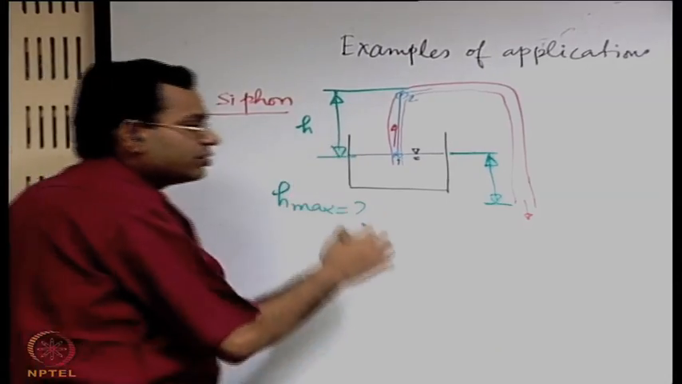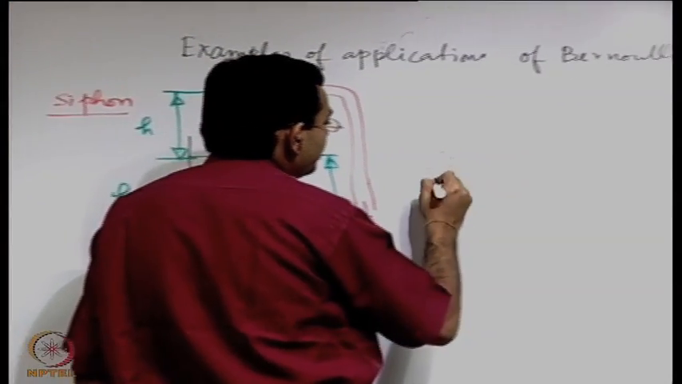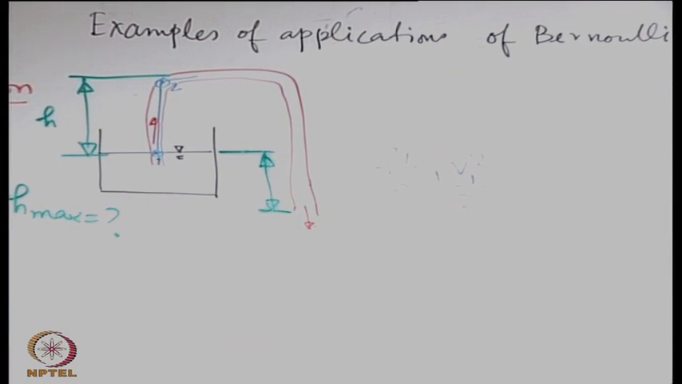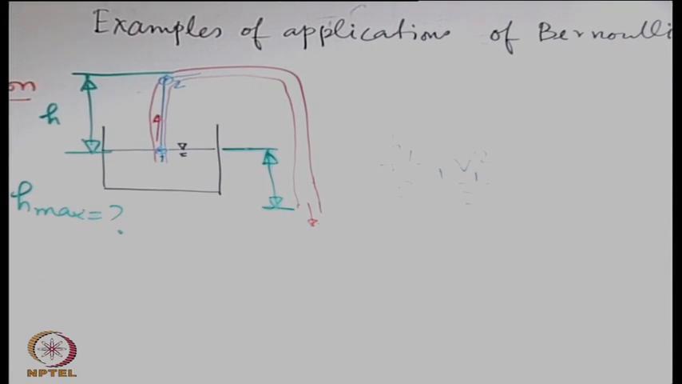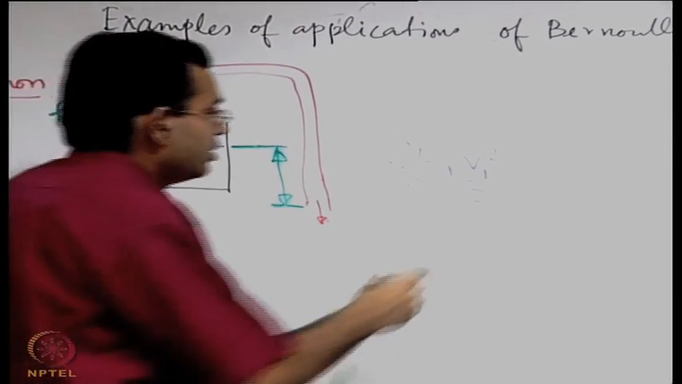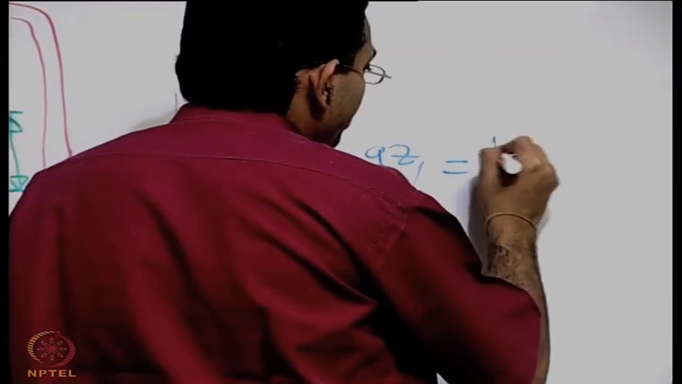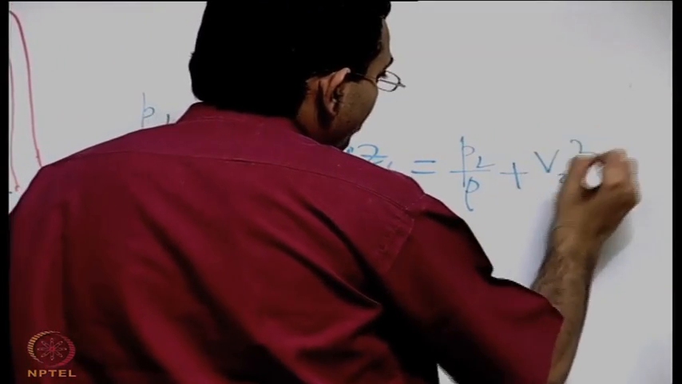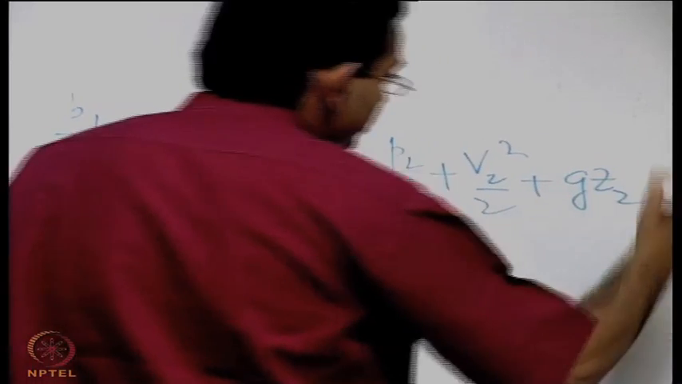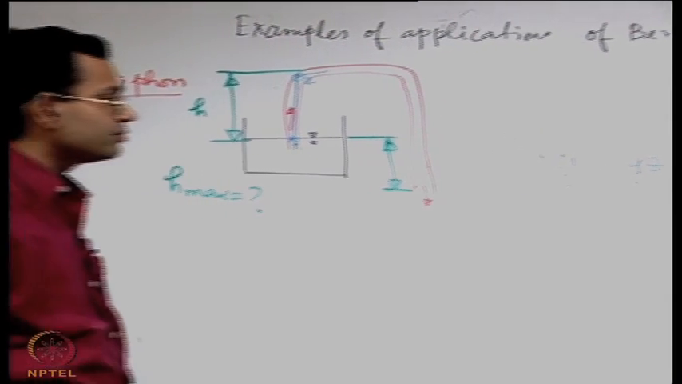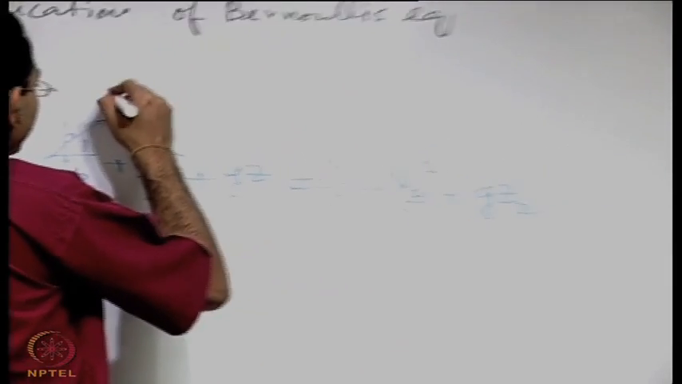If we are interested in writing the Bernoulli's equation, we can write P1 by rho plus V1 square by 2 plus g Z1 is equal to P2 by rho plus V2 square by 2 plus g Z2. Every time whenever we are writing the Bernoulli's equation, we are not repeating the assumptions, but you should keep in mind what the assumptions are on the basis of which we are writing it. Now you can clearly see that at level 1 you have pressure as the atmospheric pressure. So this is P atmospheric.